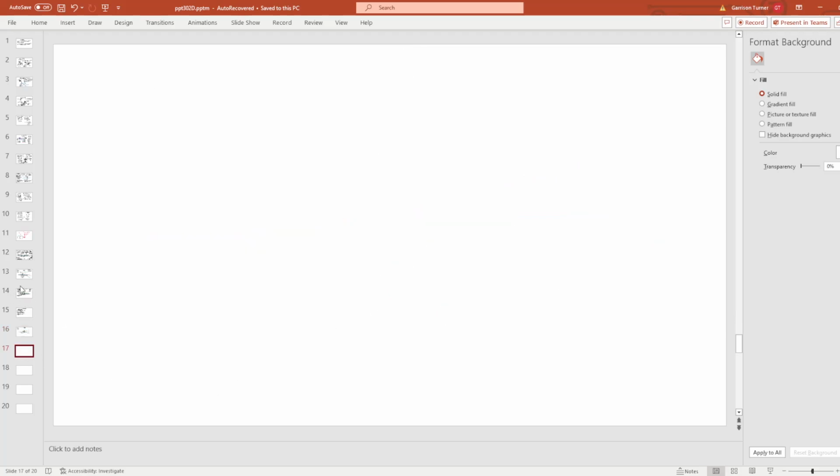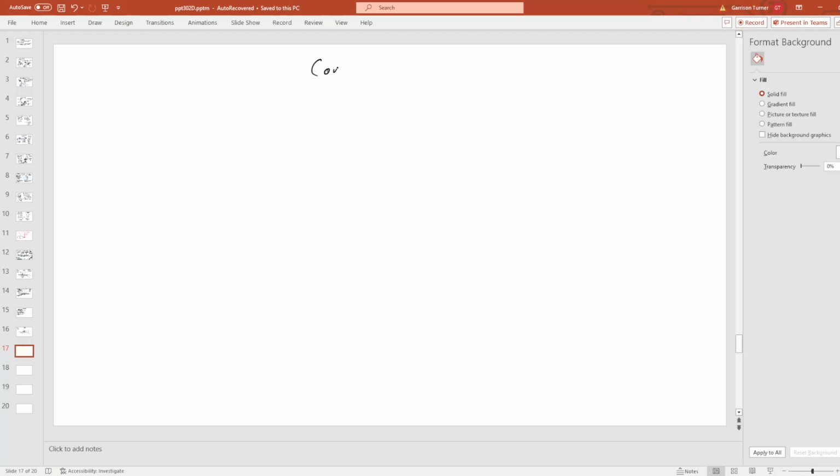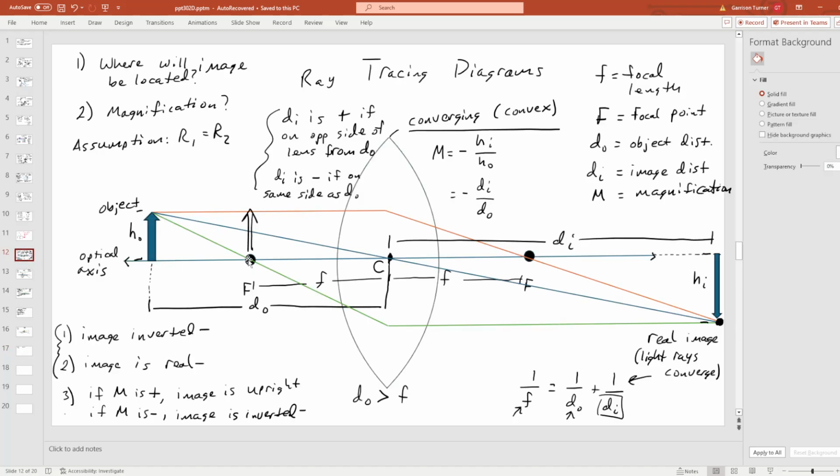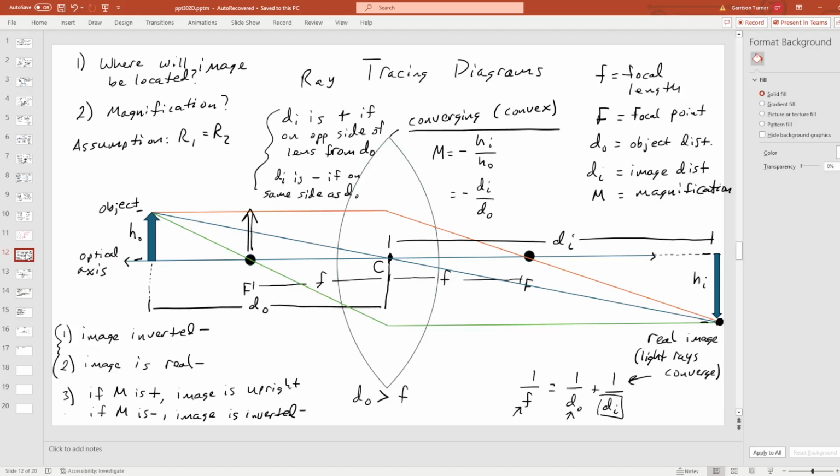So let's close out with an example. Let's actually throw numbers into this example right here that we did. Okay, so for the converging lens, let's let dO be 30 centimeters. And if dO is 30 centimeters, then this might be like, I don't know, 18 centimeters. So our focal length is 18 centimeters. And let's just make sure our math checks out with our conclusions, right? That the image is inverted, the image is real, and what our magnification is.